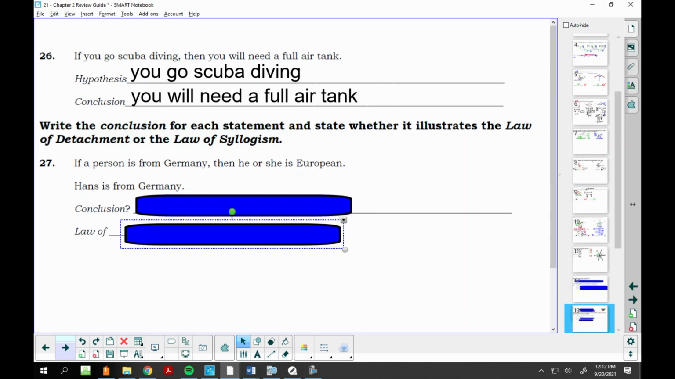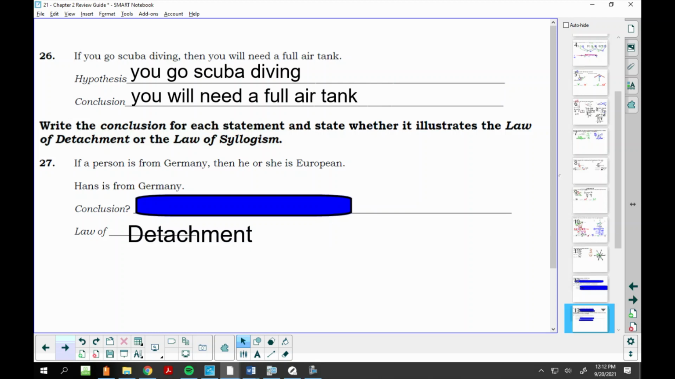The conclusion, so this is law of detachment, first of all, because we have one if-then statement, and I'm telling you the hypothesis is true. So I tell you the hypothesis is true, you can conclude that the conclusion's true. So he or she is European, but who are we talking about specifically? Hans. So we'll say Hans is European.